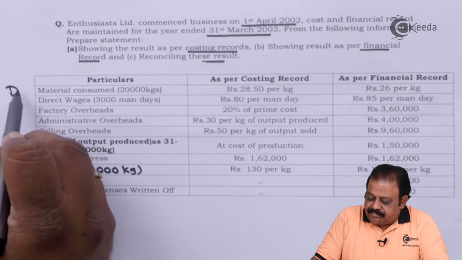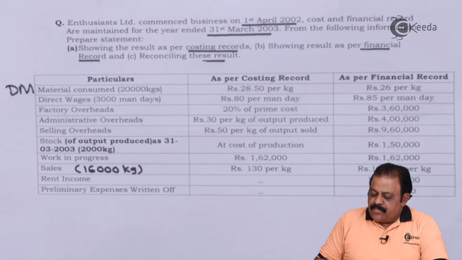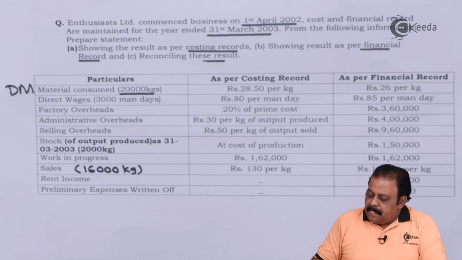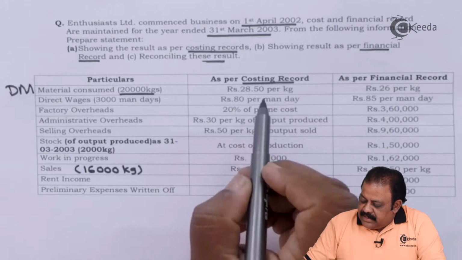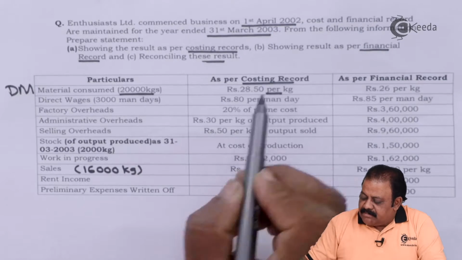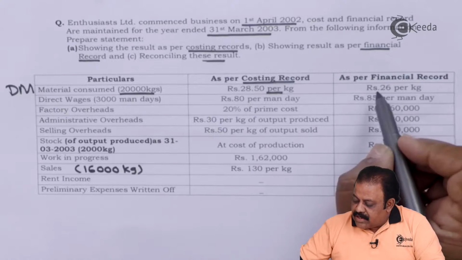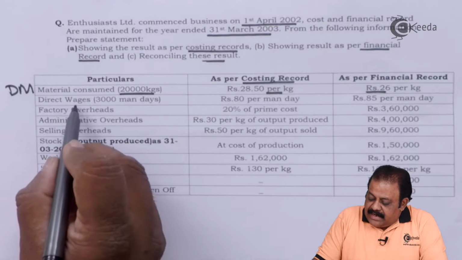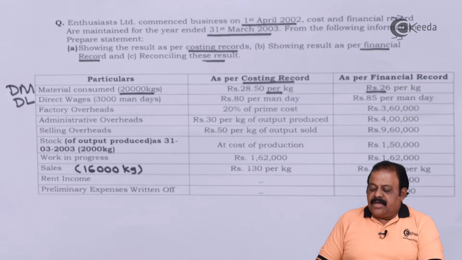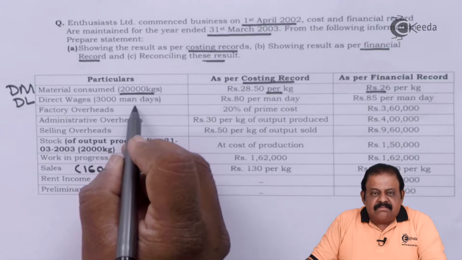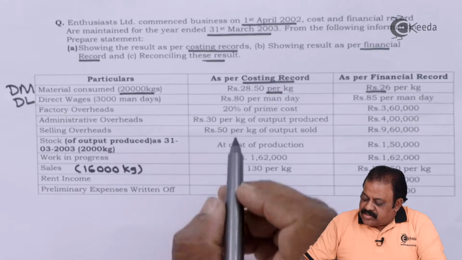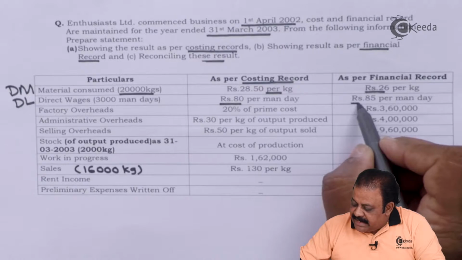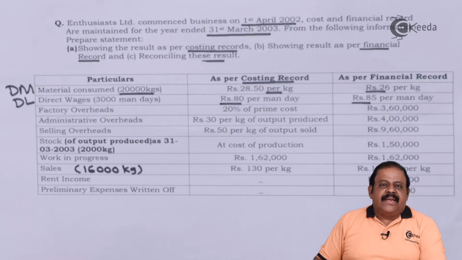Material consumed. That is the first information. 20,000 kg. This is the information of direct materials. As per costing record, it is rupees 28.50 per kg. As per financial record, actual amount paid, price paid is rupees 26 per kg. Direct wages, direct labor, 3000 man days, working days. As per costing record, we are paying rupees 80 per man day. As per financial record, we are paying rupees 85 per man day. That is the information of direct labor.